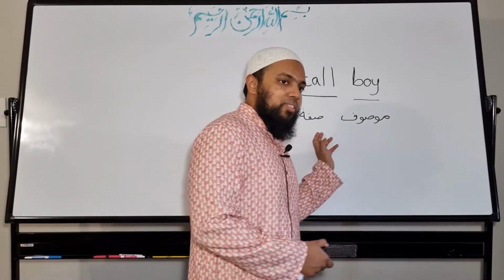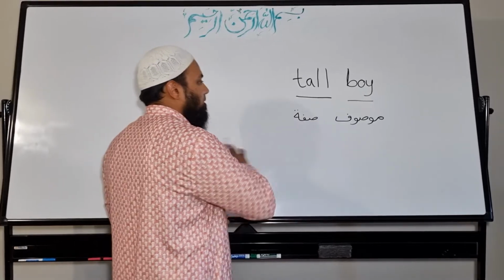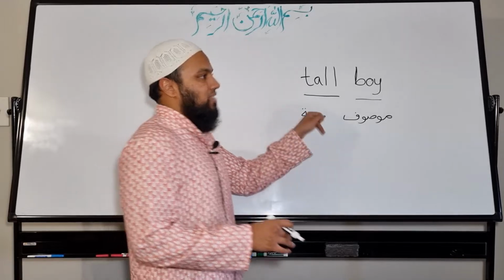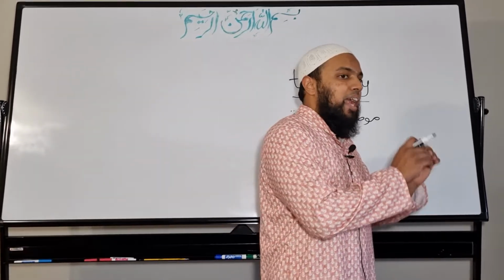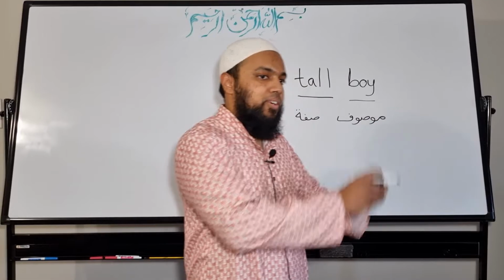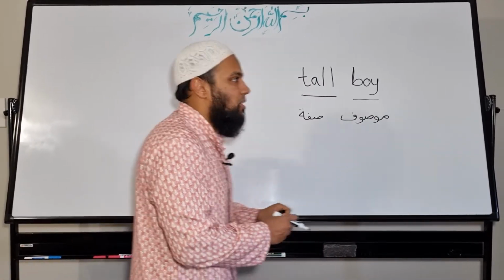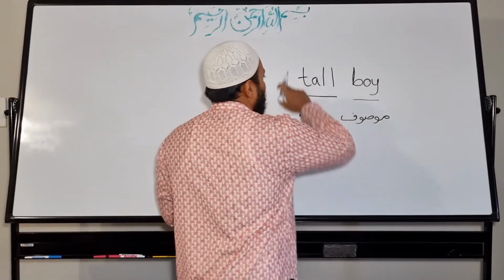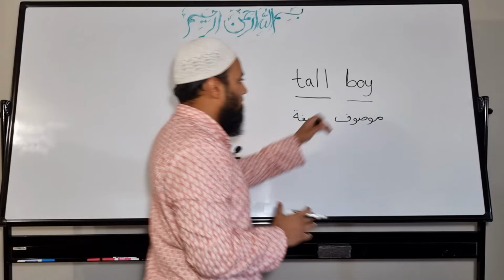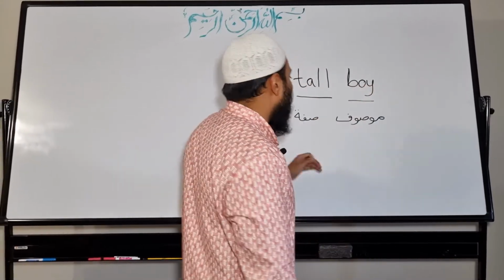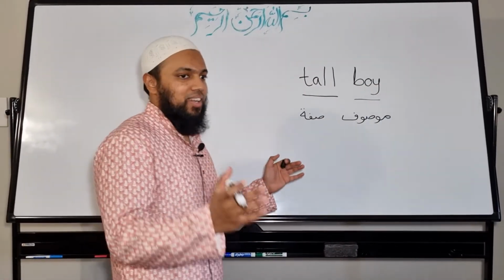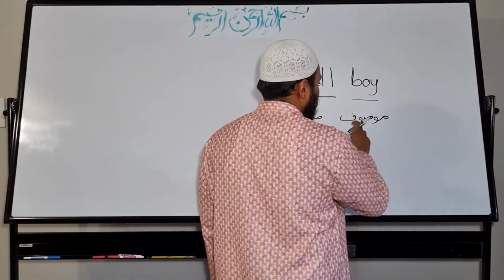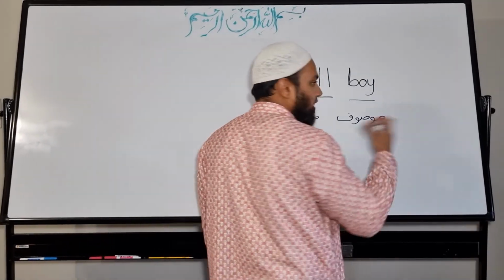So what about the rules? The rules are pretty simple, as I said. The first thing to keep in mind is, in English and in Urdu, we write the adjective or the sifa first. If I want to say there was a tall boy, I would write the word tall first before the boy. But in Arabic, it is the opposite. The boy, the mausuf, is written first.